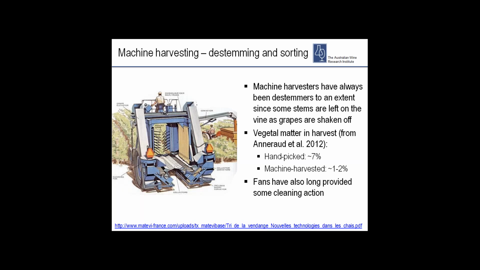I've got some rough data here, just saying that the vegetal matter in hand-picked grapes, because of all the stems, might be 7%, but in machine harvested grapes it might only be 1 to 2%. I guess machine harvesters have also always provided some cleaning or sorting action via fans to blow away leaves.